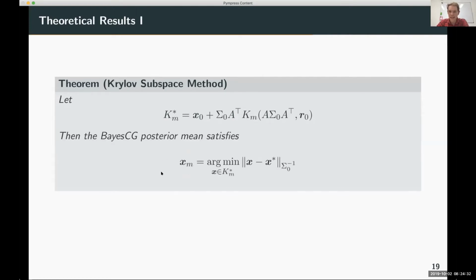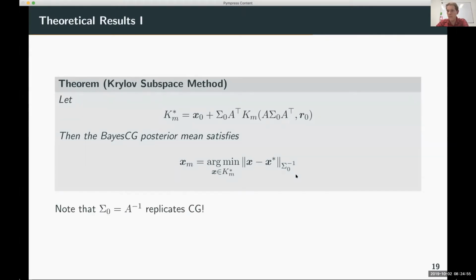Then I can show that Xm, my posterior mean from Bayes CG, is the optimal element in that affine space Km star. And the sense in which it's optimal is that it minimizes the error in the norm now induced by the prior precision matrix, sigma naught inverse, rather than by the matrix A, which was the optimality result that we had for CG.